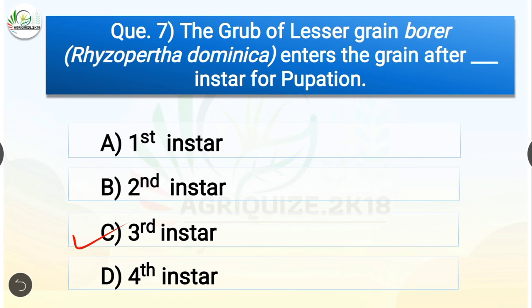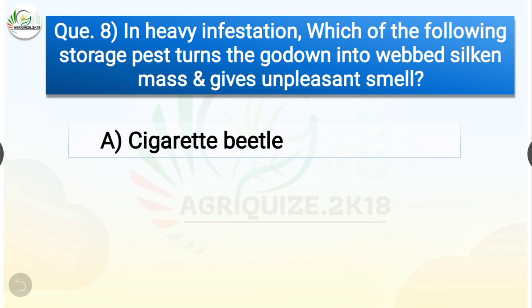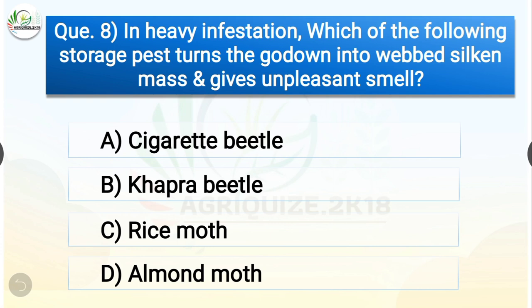Question number 8. In heavy infestation, which of the following storage pests turns the godown into webbed silken mass and gives unpleasant smell? The options are cigarette beetle, khapra beetle, rice moth, or almond moth. The correct answer is option C, rice moth. So in heavy infestation, rice moth is the storage pest which turns the godown into webbed silken mass and gives unpleasant smell.